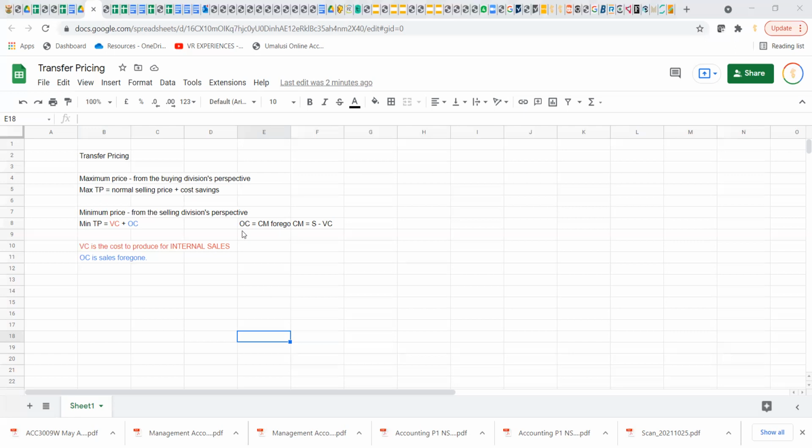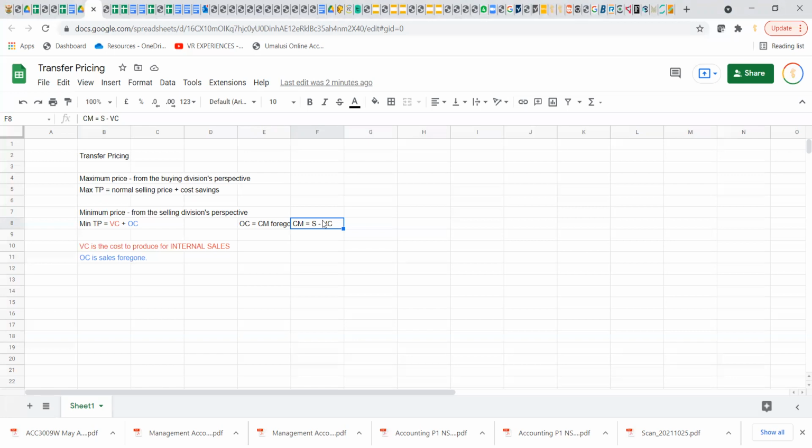Okay, so what would cause the variable cost in the red to be different from this variable cost? What you must understand is that when they produce a product, they don't make a special product for the external customer and a special product for the internal customer. It is exactly the same product. So therefore, the direct material, the direct labor, and the manufacturing overheads would be exactly the same. But the difference could come in two things.